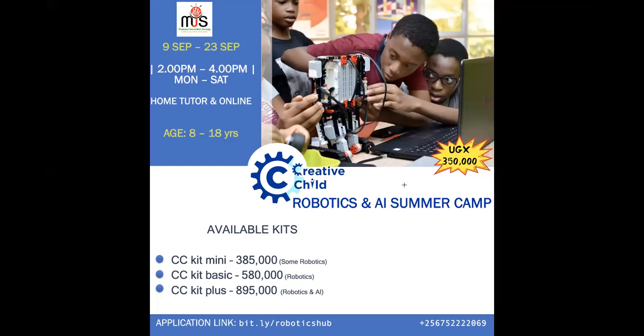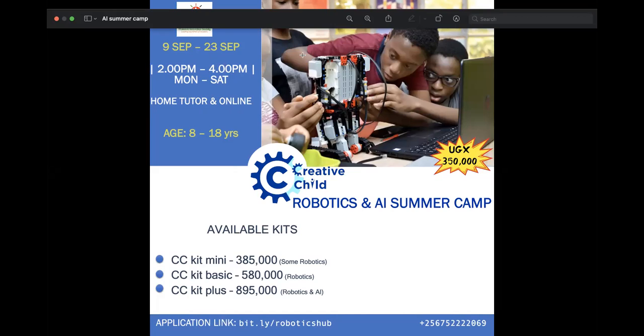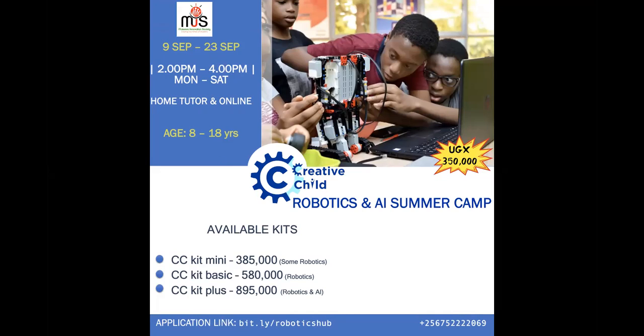So this is going to be happening almost for the whole month from 9th to 23rd September. And it involves a home tutor and also online. Some classes will be online and some we shall be sending a tutor to your home, because this involves now programming a real robot and putting components together, which you cannot do alone when you're guided online. So we shall be sending a mentor. To apply for this, you have to be staying around Kampala, Mukono, Wakiso, and Entebbe. So we are dealing with only four districts for now.